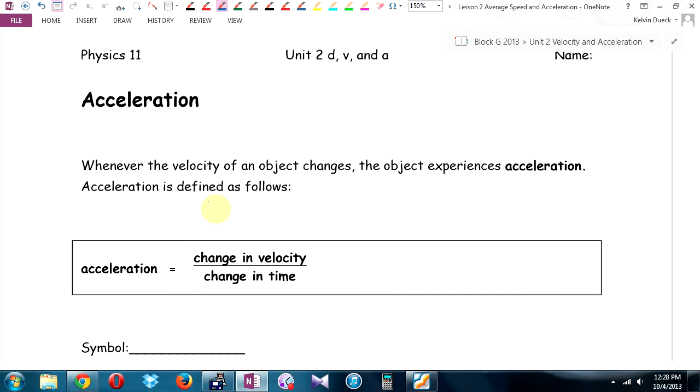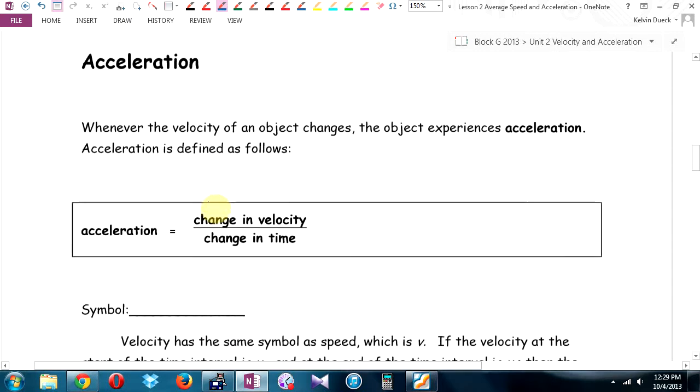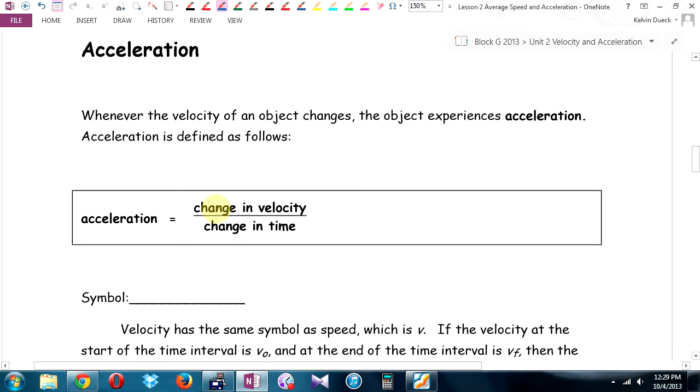So acceleration is defined as a change in velocity over a change in time. Way too much writing. We have a lovely symbol for change in. Does anybody remember? You saw it last year. There is a symbol for change in.